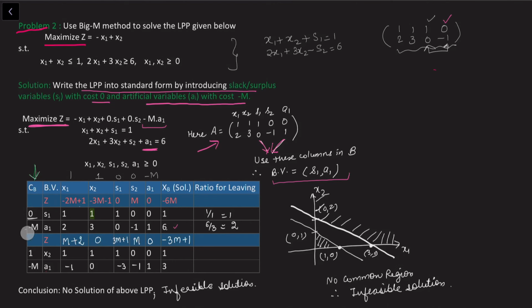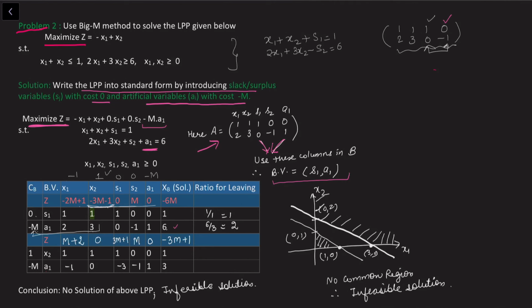Similarly, let us calculate Z2 minus C2. If I want to calculate the value for Z2 minus C2, I am going to multiply this with this one. 0 into 1 plus 3 into minus M, so it is minus 3M, minus this one, that is minus 1. And hence we calculate all Zj minus Cj.